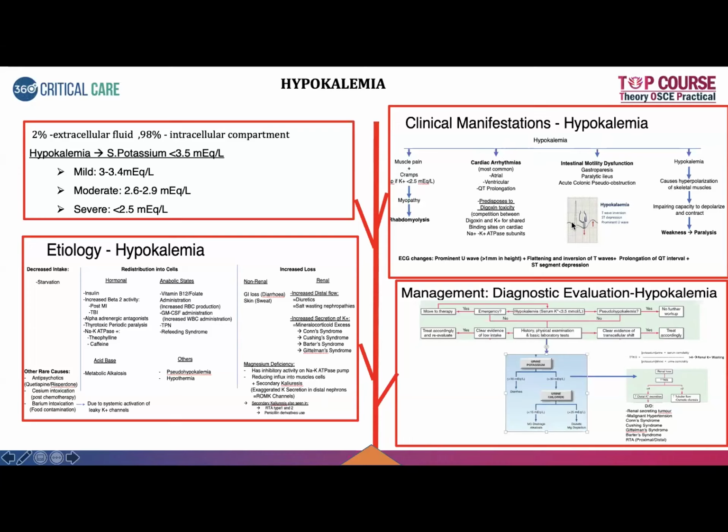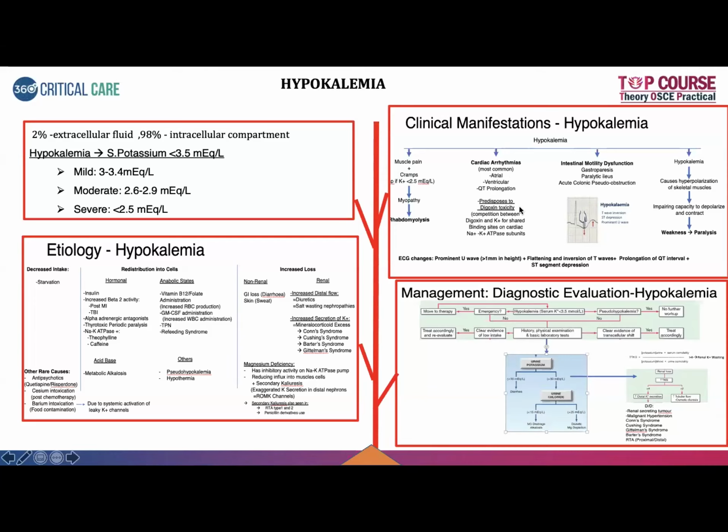atrial. So you can find there is T wave inversion and prominent U waves. Okay, this is the most common feature. There can be atrial ventricular arrhythmias and QT prolongation. It predisposes to digoxin toxicity.